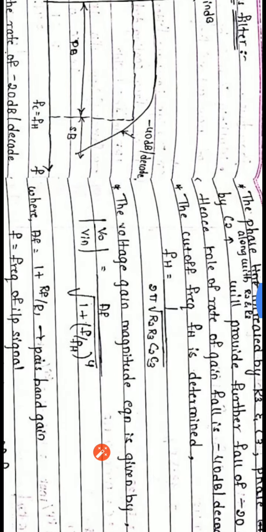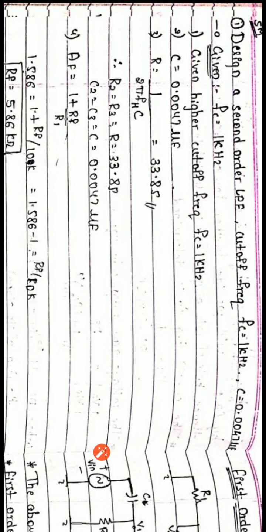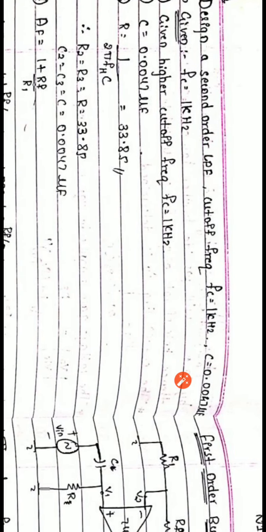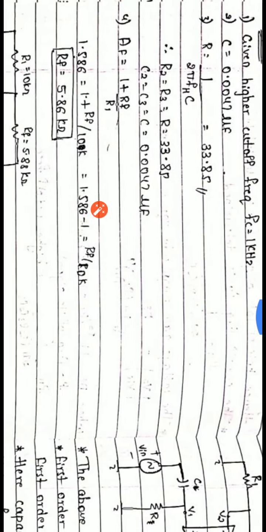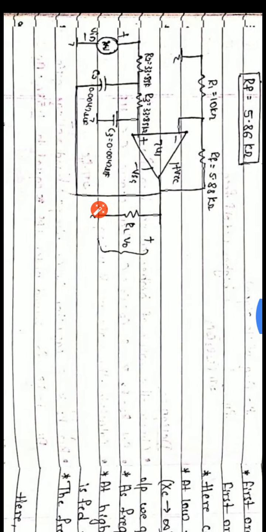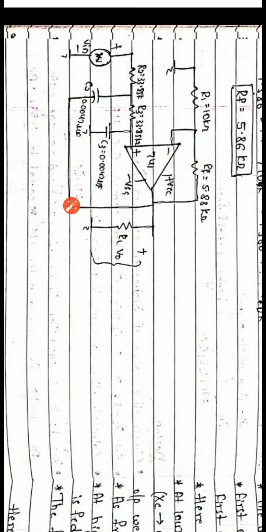Here there is one problem solved. Just go through this problem: design a second order low pass filter with cutoff frequency 1 kilohertz and C given as 0.0047 microfarad. Using these values and the standard values, you can determine R and RF. Just go through this problem and you will understand how to draw this circuit by mentioning the values. So this is about the second order Butterworth low pass filter.